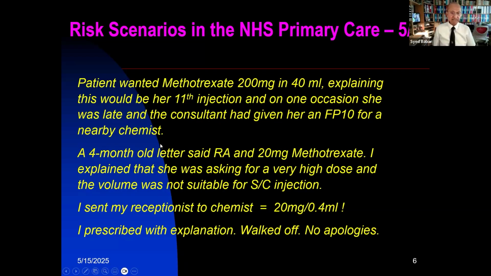A 4-month-old letter confirmed the diagnosis of rheumatoid arthritis, and had also said that the consultant would like the patient to remain for the time being on 20 milligram methotrexate. And there was a protocol of folic acid as well.